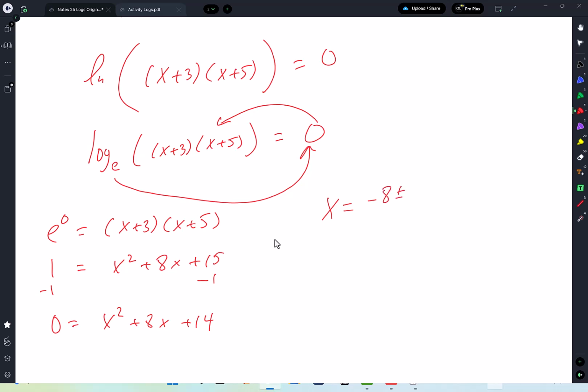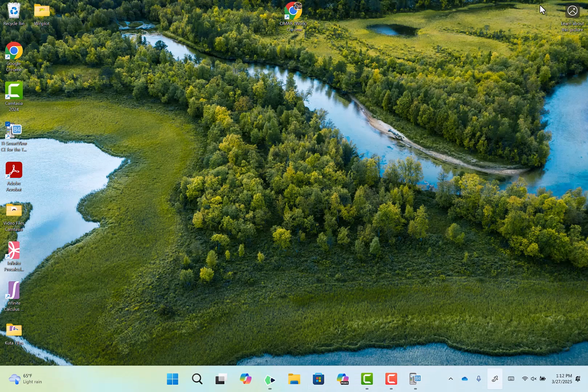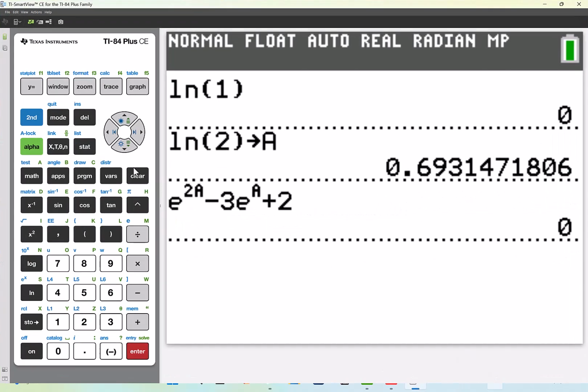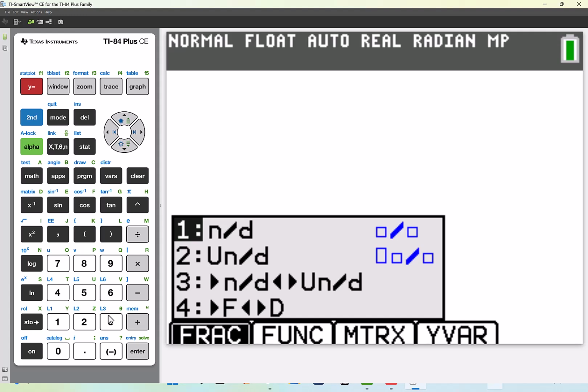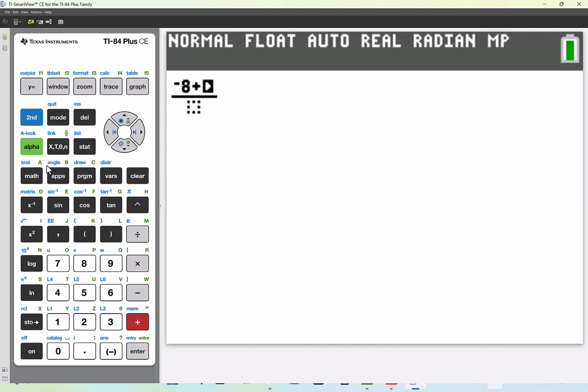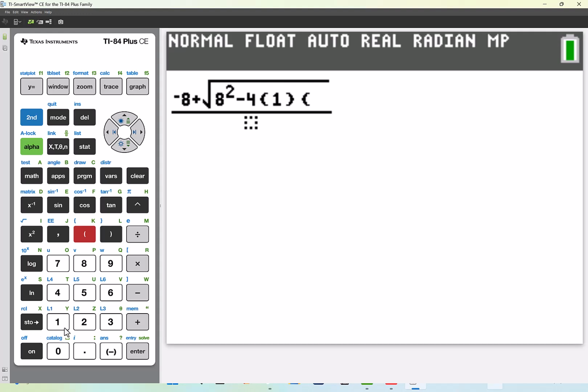Negative 8 plus minus square root 8 squared minus 4 times 1 times 14, all this over 2 times 1. And I just take my calculator and I'm going to type it. So here's my calculator. Let me clear this. I'm going to use the alpha feature. Negative 8 plus square root 8 squared minus 4 times 1 times, was it 14 or 15? I already forgot. 14? All over 2 times 1.